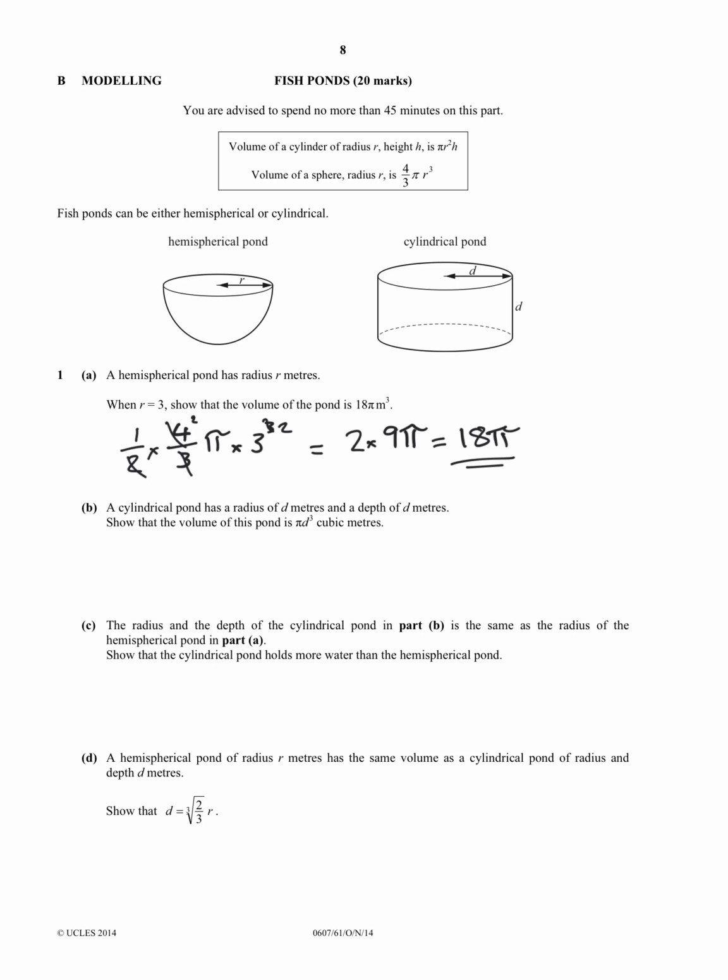Okay, so we're not given a value for d this time, so we just need to put it into our formula. So it's pi r squared. R obviously is now d. Pi d squared times d, which is pi times d cubed. That's quite nice. The radius and depth of the cylinder in part B is the same as the radius of the hemispherical pond in part A.